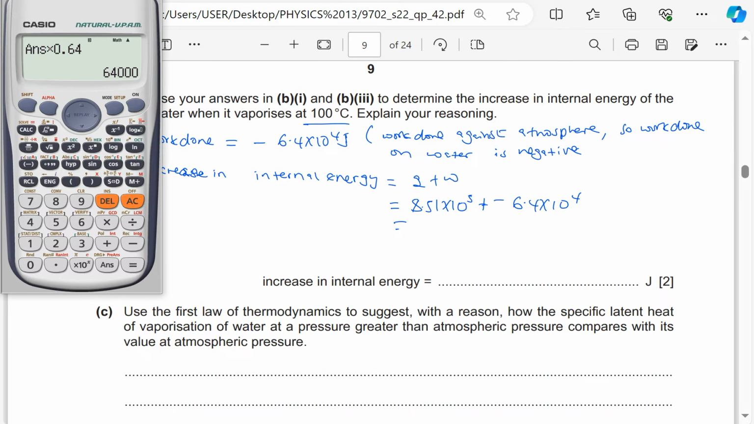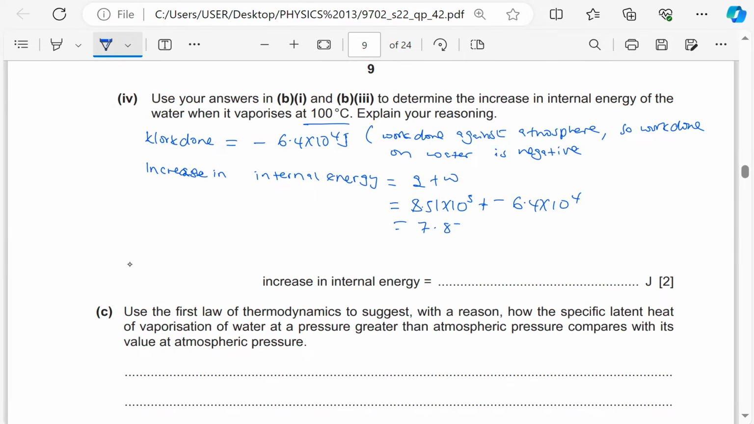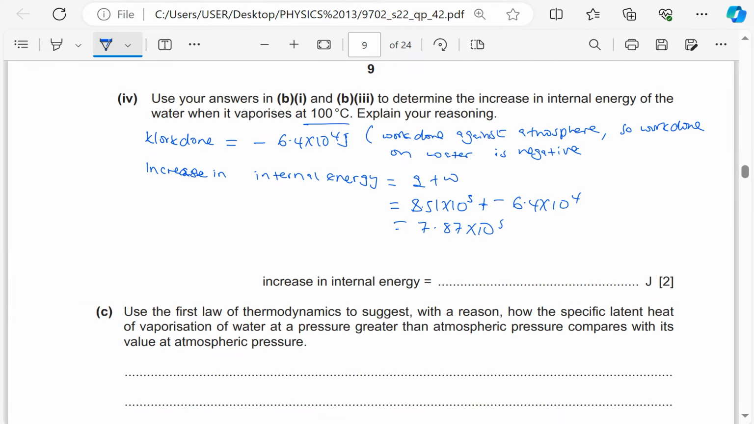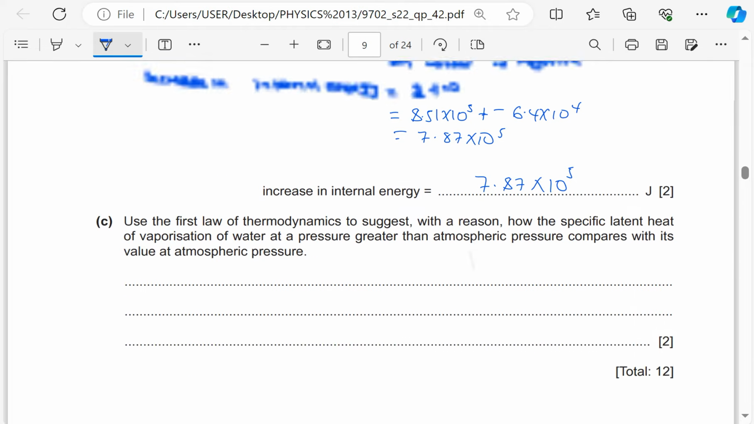I've just pressed my calculator. That is a negative. I'll just say 8.51 exponent 5 minus 64,000. So this is 7.87 times 10 to the power of 5. So here I'll write 7.87 or 7.9 times 10 to the power of 5. So that will be the increase in internal energy.